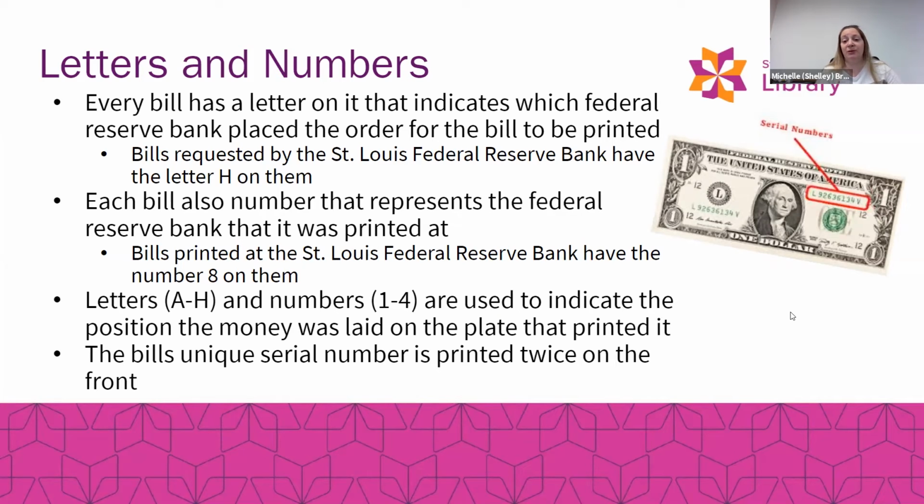So the letters are A through H, and the numbers 1 through 4 are used to indicate the position that the money was laid on the plate that printed it, which I would never have thought of, but it actually lets them know how it was laid when it was printed so that they know which direction it was printed. And then each bill has a unique serial number that is printed twice on the front, so we can see it right here. And that includes that L for where it was printed, or for where it was requested from, I think. And so it's on there 2 different times.